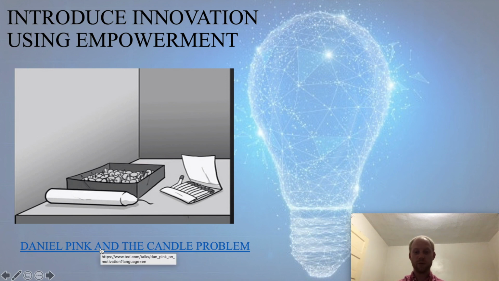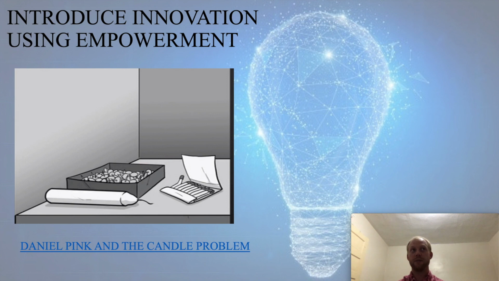On YouTube, Google, this is a TED Talk by Daniel Pink. It's called The Candle Problem. The Candle Problem is an experiment where individuals or groups were given these materials: a candle, a box of tacks, and a match. And I won't spoil the surprise, but the problem presented is attach the candle to the wall so that the wax does not drip on the table.